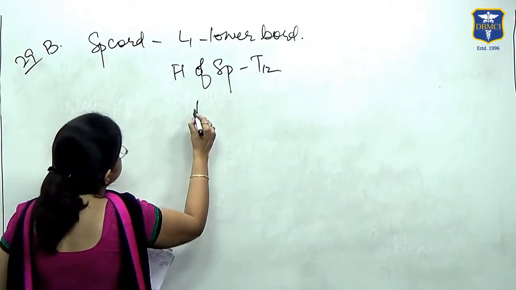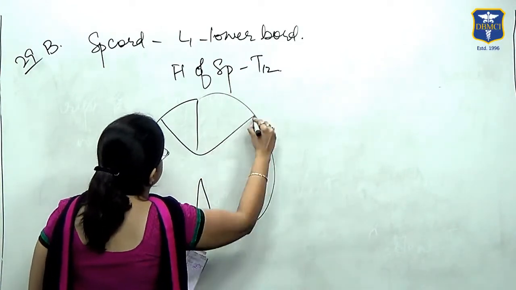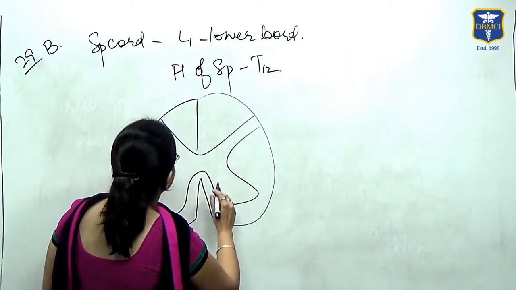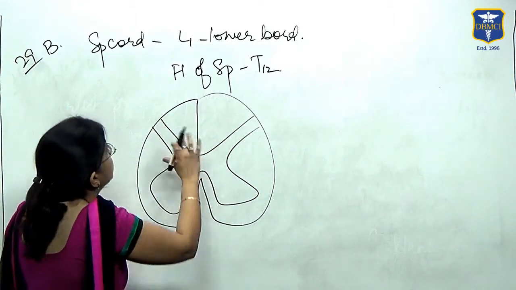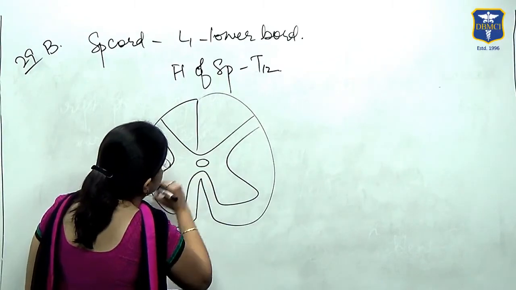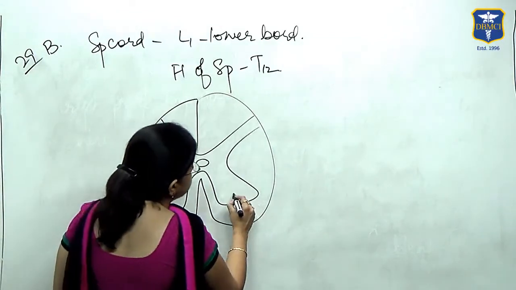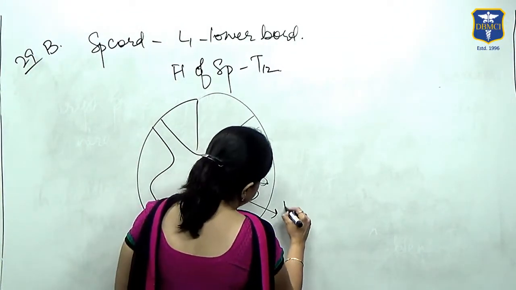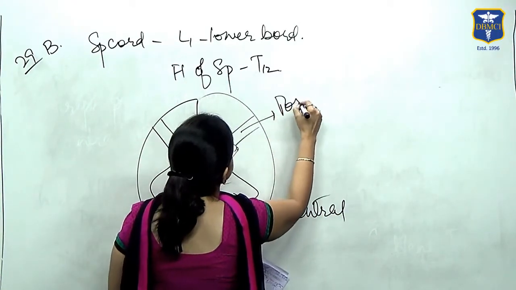If we look at the spinal cord, it has a gray matter or gray commissure in the inside, and outside is the white commissure. Now the central canal lies within the gray commissure. These are the ventral horn cells, the ventral horns and the posterior horns.